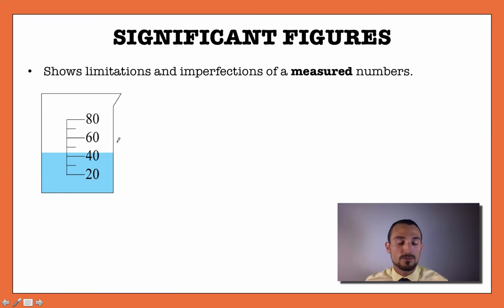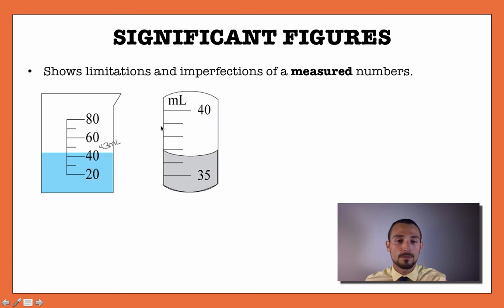So we have this beaker, for instance. The beaker is calibrated to the tens place, so I have to go 1 degree further to estimate its quantity. So I'm going to look here, it's between 40 and 50, looks a little less than a half, so I would estimate that there are 43 milliliters in this beaker.